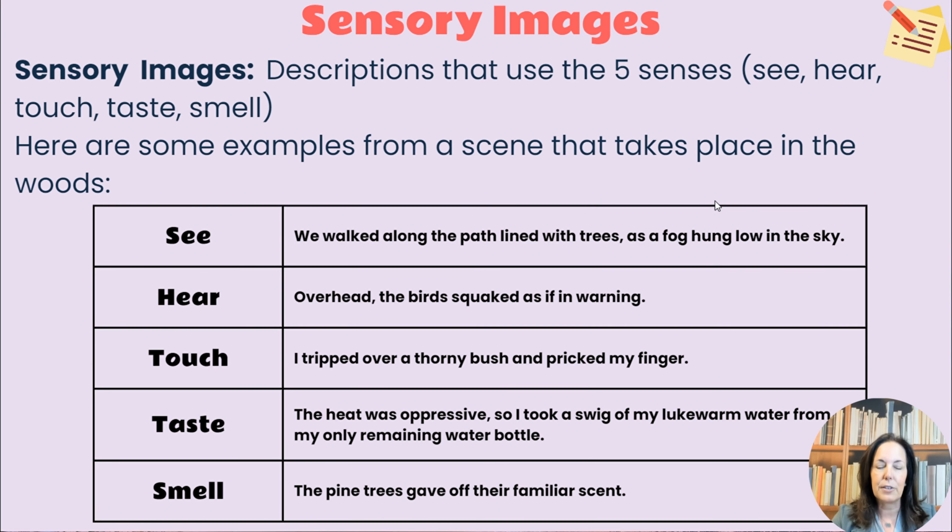So, as we said, sensory images are descriptions that use the 5 senses: see, hear, touch, taste, and smell. Here are some examples from a scene that takes place in the woods. So, what you would see, possibly. We walked along the path lined with trees as fog hung low in the sky. Here, overhead, the birds squawk as if in mourning. Touch. I tripped over a thorny bush and pricked my finger.